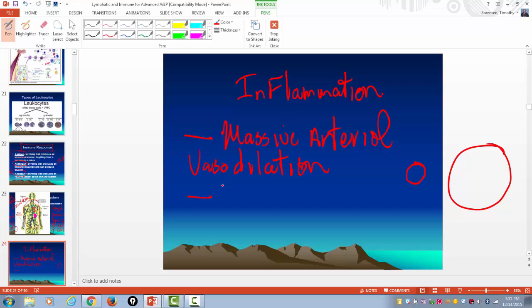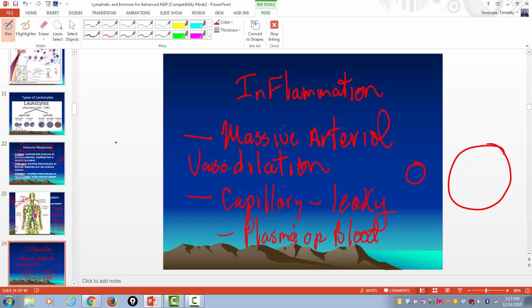Number two, the capillaries that supply that area, they get leaky. So what happens is that blood plasma, the plasma of the blood, starts leaking out into the tissues. That's why the area gets swollen. So what are the signs of inflammation? It's warm, it's red, it is swollen. And it is the result of the immune system causing these two things.